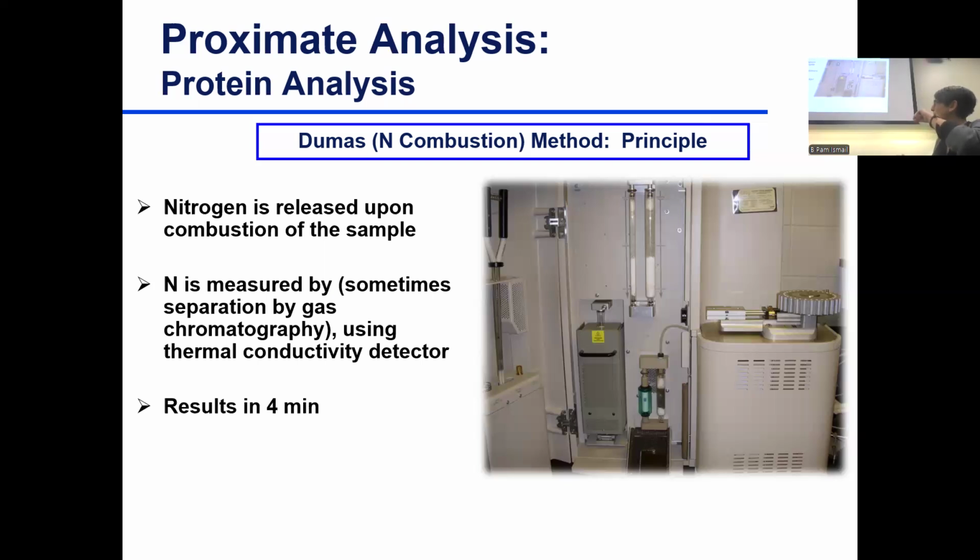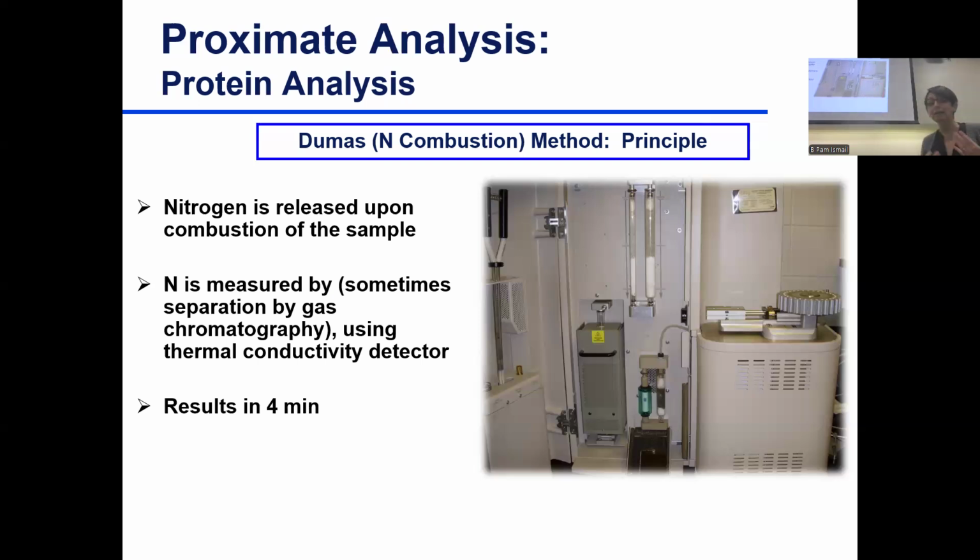And you weigh about 0.1 gram, plus or minus, of your sample in these little sample holders, and you drop each one of them into a place in the carousel. So, and then it's automated. The equipment drops each sample into a combustion unit.